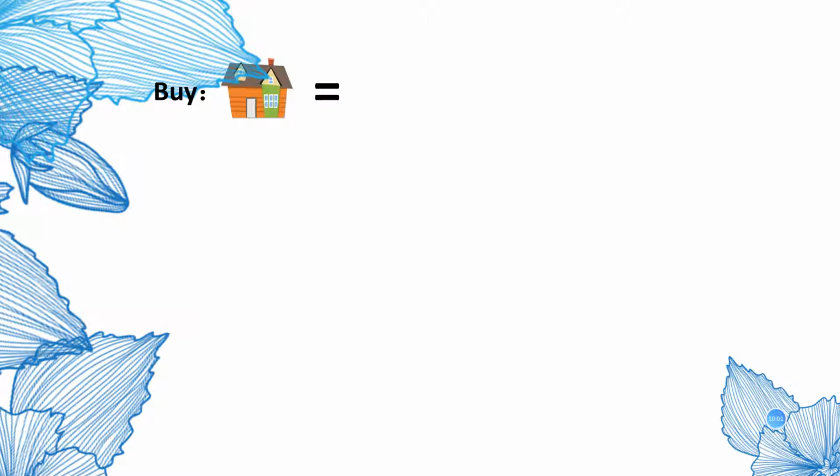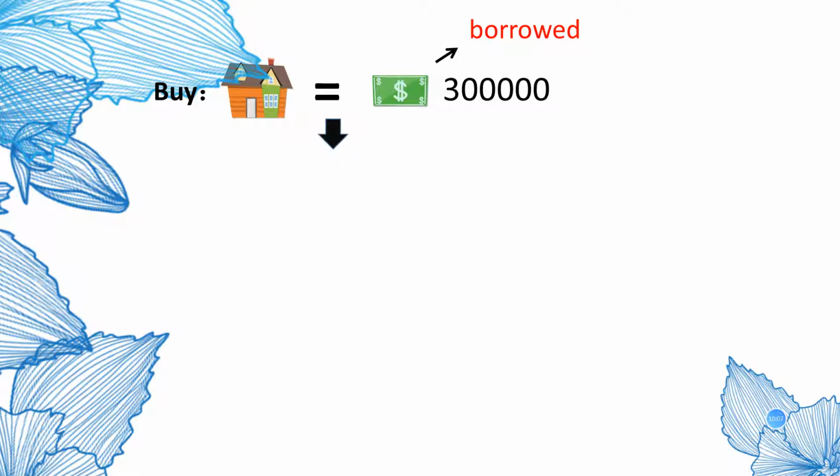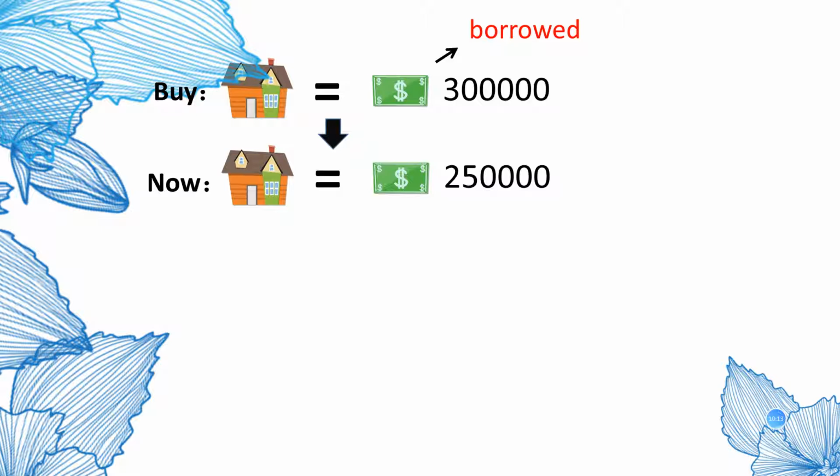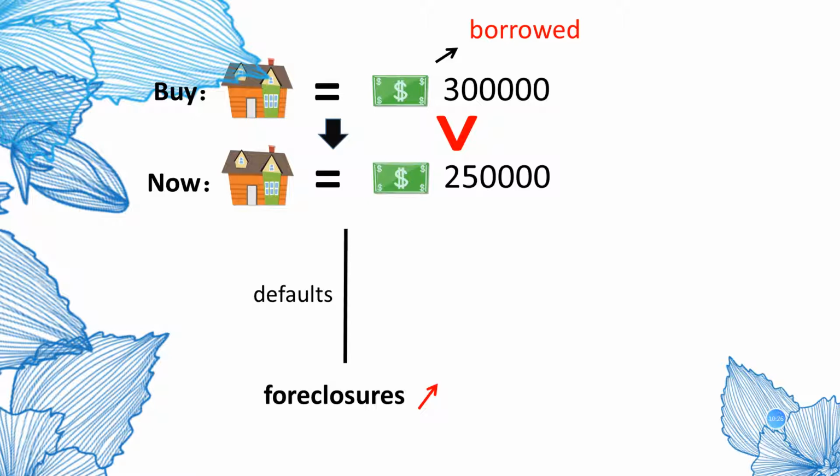Let's say a guy borrowed $300,000 to buy a house, and the house price went down to $250,000. What does this mean to him? The amount of loan he owes is more than the value of his house, meaning that he has negative equity. So there is no doubt that he would choose to default. And this is exactly what happened.